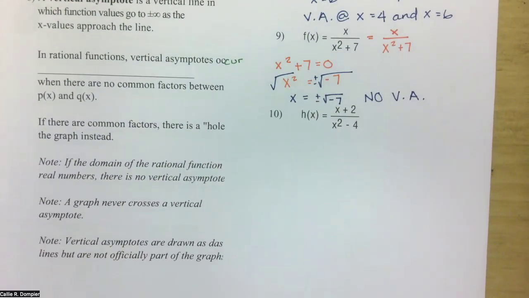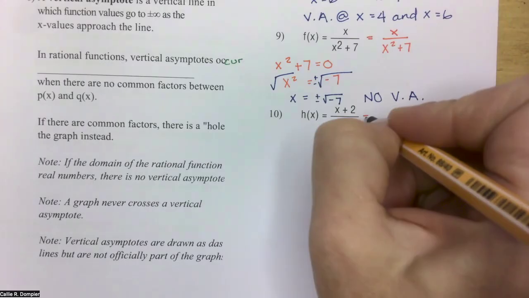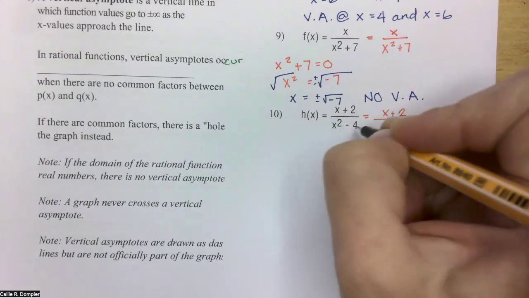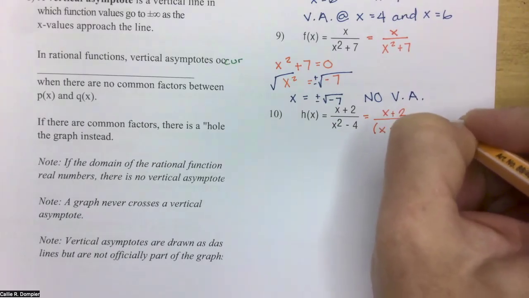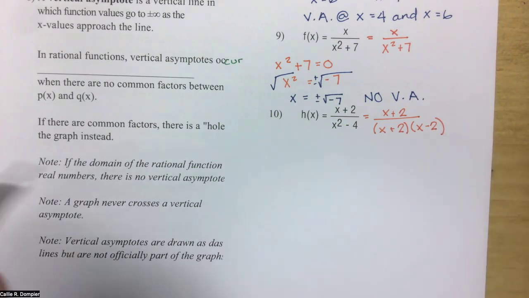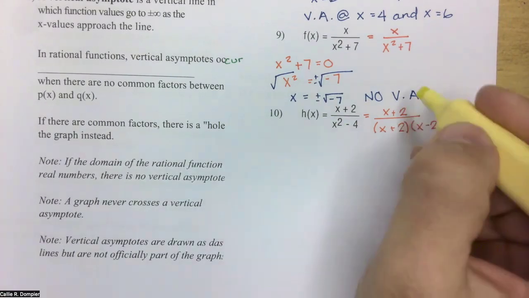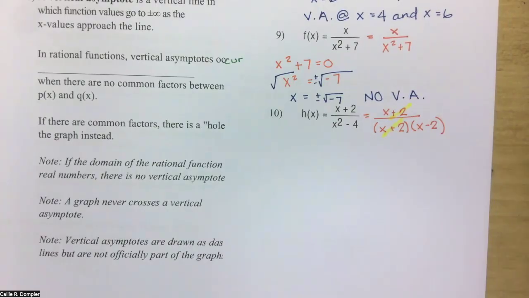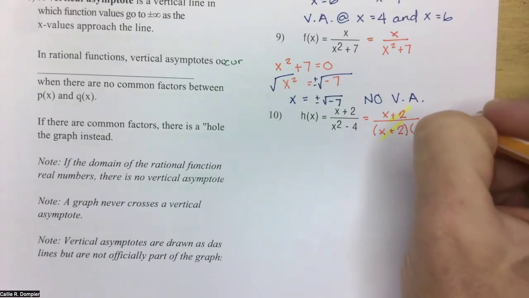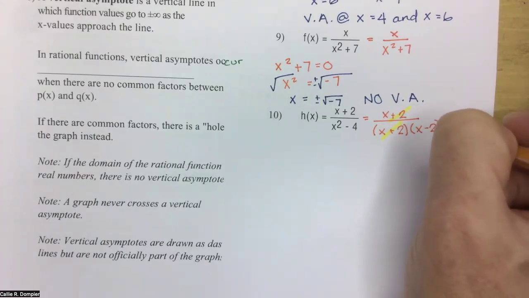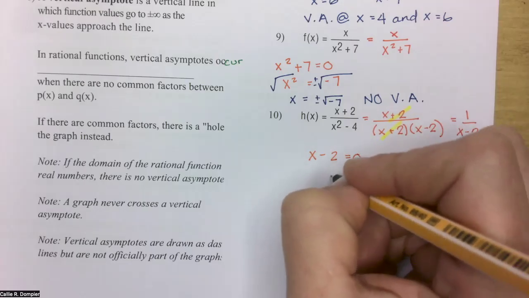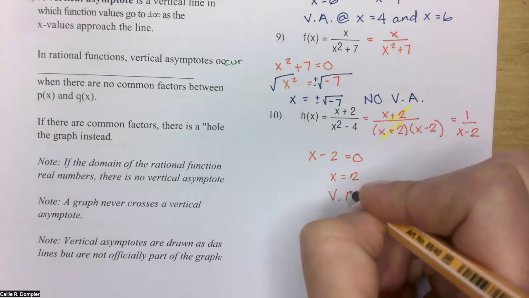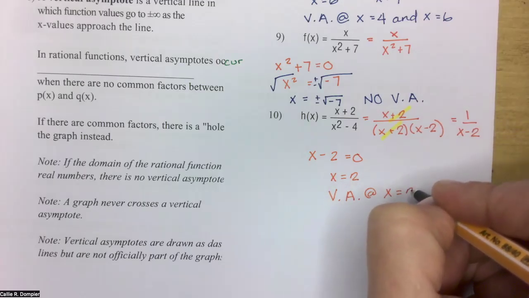Let's go on to number 10. We have h of x equals x plus 2 divided by x squared minus 4. Let's factor that. X plus 2 just remains x plus 2. X squared minus 4 becomes x plus 2 times x minus 2, right? That's the factored form. Now we finally see an example where we can cancel out common factors. Those were common to the top and the bottom. So now we just have, it's not 0 on the top, it's 1 over x minus 2, right? We're going to set that equal to 0. X is 2, so we have one vertical asymptote at x equals 2.